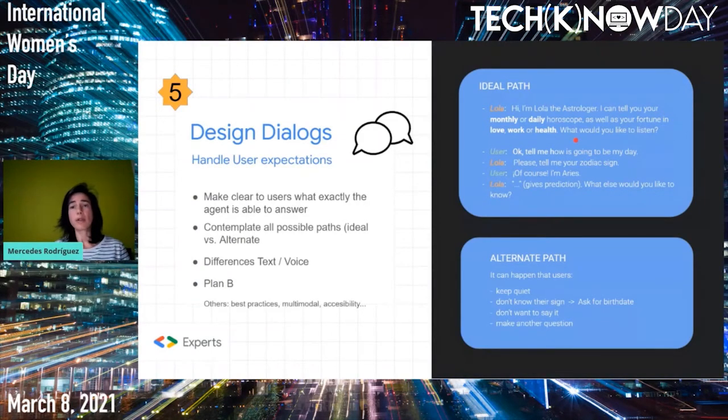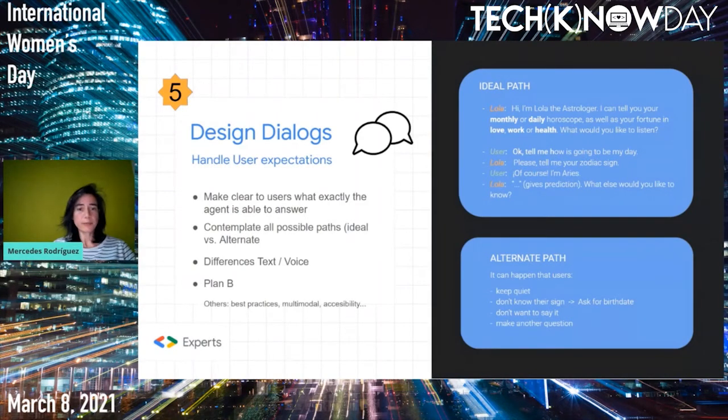If you just say, "Hi, I'm Lola, the astrologer, how can I help you?" the user could ask whatever they want, and maybe I don't have an answer for that. But if I already tell you, okay, I can answer this, this, and this, so you must choose something of this. And if you choose another thing, okay, that's your problem. I'm going to handle this in conversation as well, but I already told you before that I'm not prepared for that.